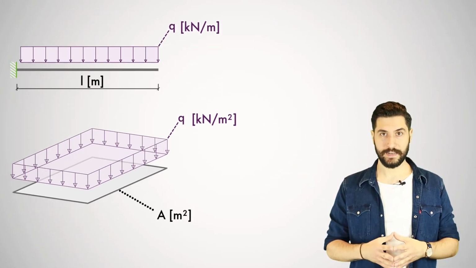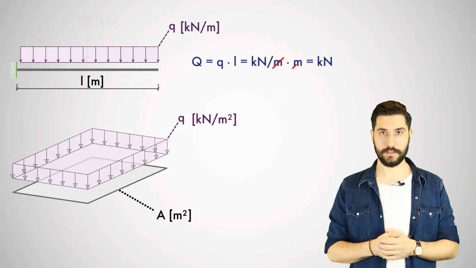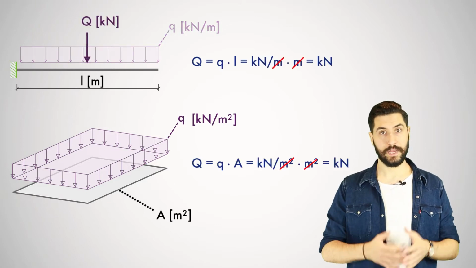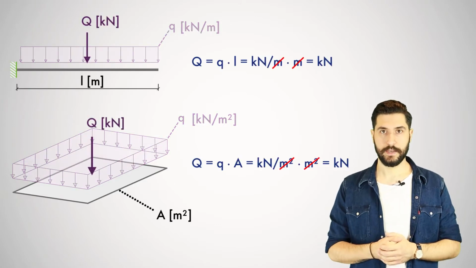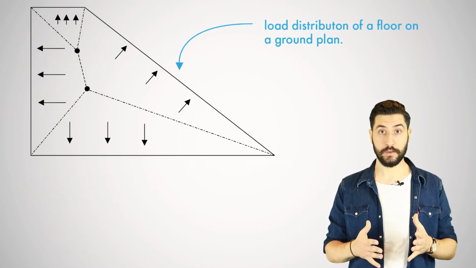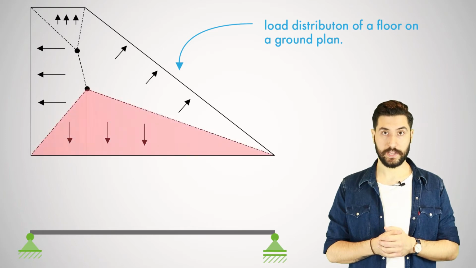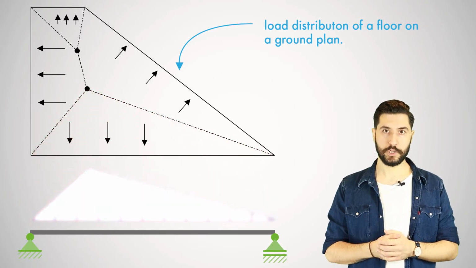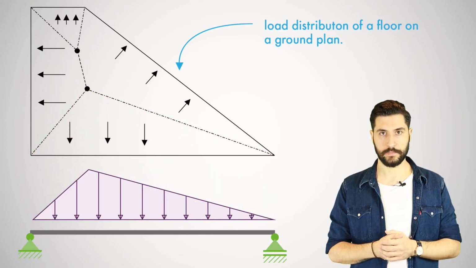You can find the resulting concentrated load from line loads and surface loads by multiplying it by the respective length or area. However, there are not only constant line or surface loads. Trapezoidal or triangular loads are also very common in structural design, for example, by the load distribution of a floor.